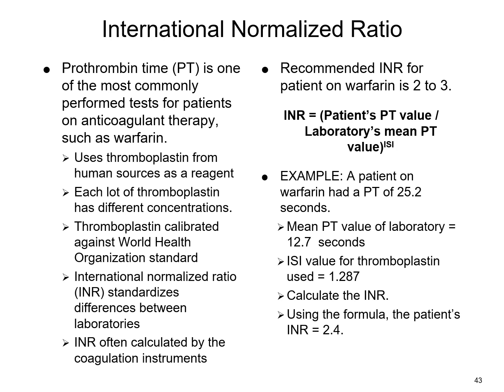So to do this, you'll take that patient's PT value and divide it by the laboratory's mean PT value, raised to the international sensitivity index, the ISI, that will be supplied to you. For example, for this particular patient, their PT is 25.2, and the ISI for that particular thromboplastin reagent, the value given to that laboratory, is 1.287. When you plug that in, it's going to give you an INR of 2.4.